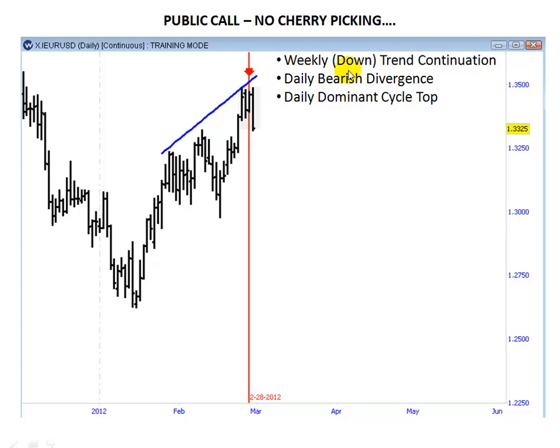We had a weekly downtrend continuation signal from the cycle swing, which I showed and explained in the beginning. We had a daily bearish divergence of the cycle swing indicator as shown before, and we have a daily dominant cycle top. So you have three major indicators signaling exactly on this day that this will be a big cycle top in the market. And this was the reason why I said in this public call that this may be a great situation to go short. So this is just an explanation why I made this call in public, and perhaps you will get some nice information on the cycle swing here.